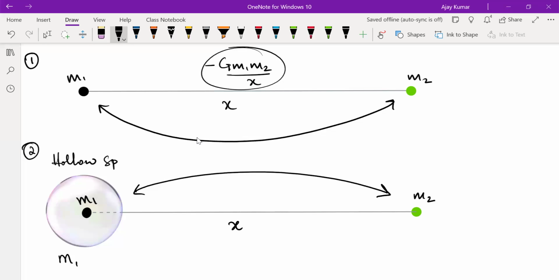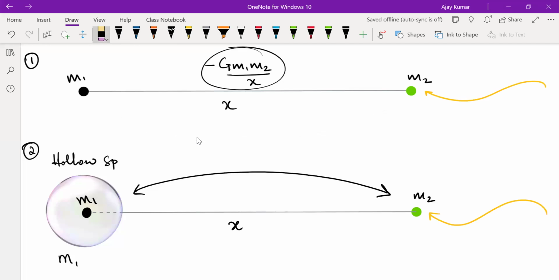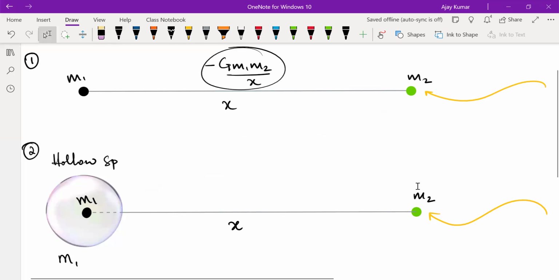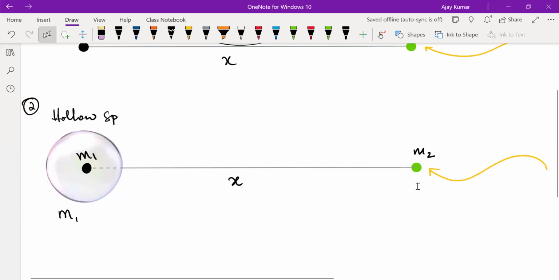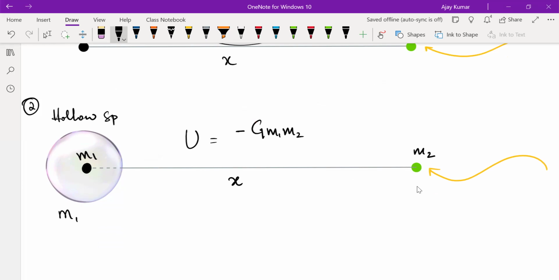Now if the forces are identical, the work done in bringing the particle from infinity to this position will be the same in both cases. And if work done is the same in both cases, the potential energy will be the same in both cases. Therefore, the gravitational potential energy between the hollow sphere and the particle m2 which is outside it can also be written as minus G m1 m2 by x. Is this logic clear to all of you? Any doubts in this?